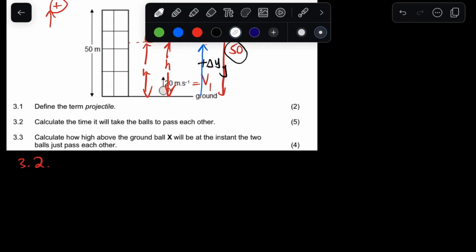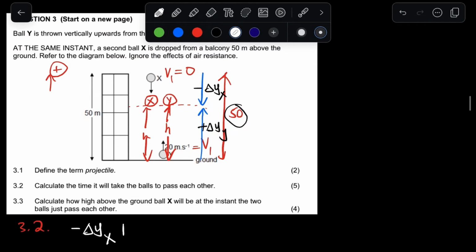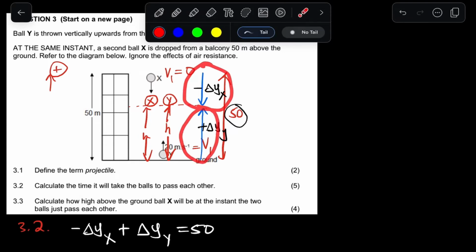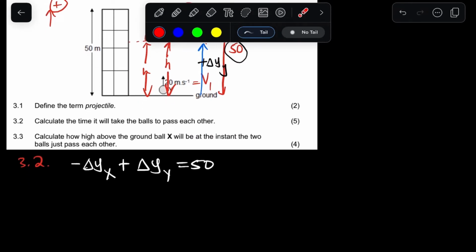Okay, let me write it here. For ball X, the displacement is negative, plus the displacement for ball Y, they are equivalent to 50, as I've mentioned here. It's this plus this, they're all equal to 50.